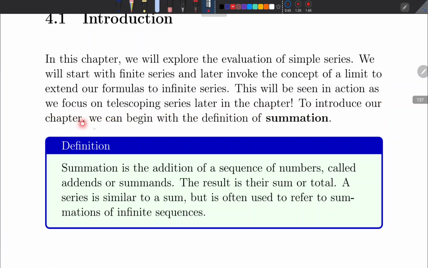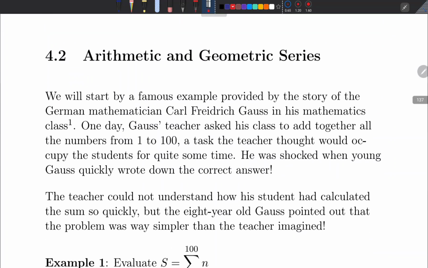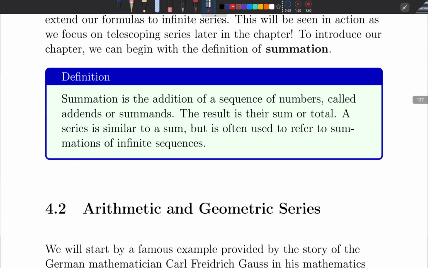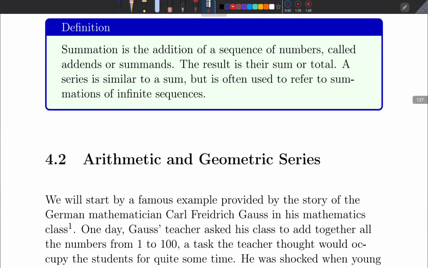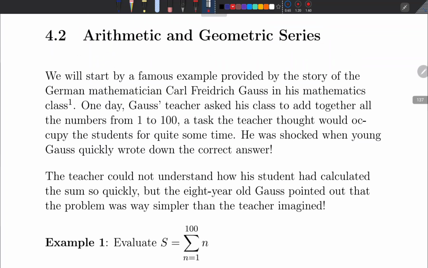To introduce our chapter, we can begin with the definition of summation. Summation is the addition of a sequence of numbers called addends or summands. The result is their sum or total. A series is similar to a sum, but is often used to refer to the summation of infinite sequences. That's the basic definition, which we all know. And now we have arithmetic and geometric series.